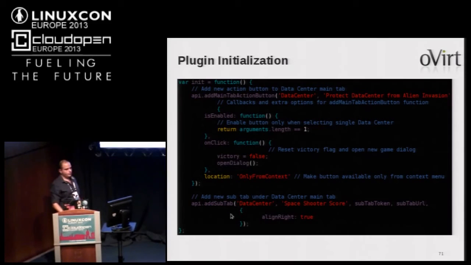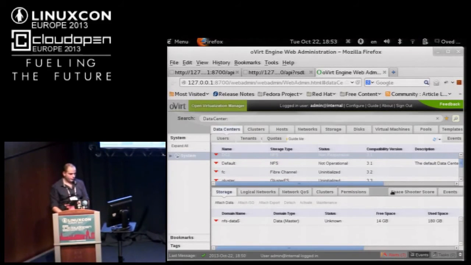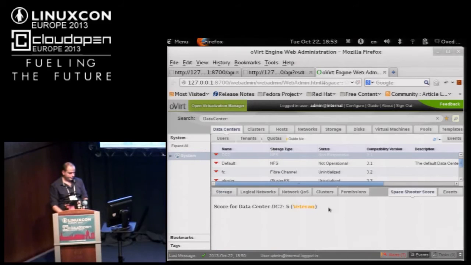There is also, I'll show it in a second, a new subtab that was created, again in the data center scope, to show the score I have in protecting this data center from alien invasion. And I also asked to align it to the right. If you see, in here you see the space shooter score. Okay, my score is 5.